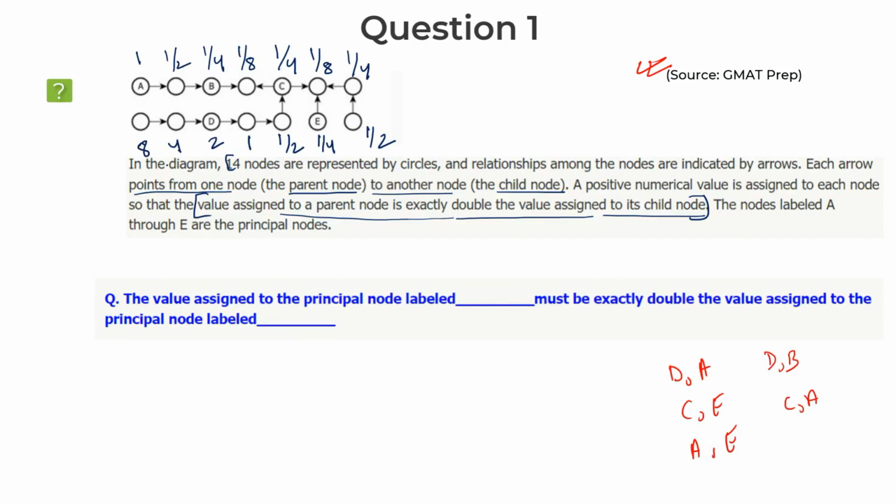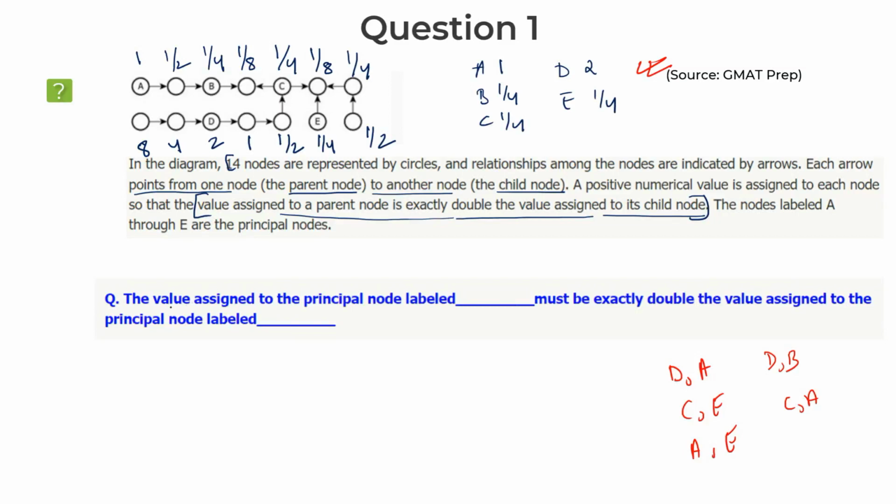I hope all of these numbers you have understood well. So if we were to write down the values of all of these principal nodes, what is it? The value of A is 1, the value of B is 1 upon 4, the value of C is 1 upon 4, the value of D is 2, and the value of E is 1 upon 4.